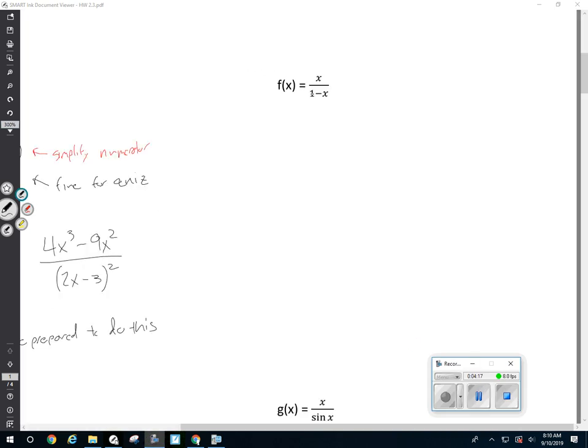All right, so x over 1 minus x. Derivative of the top times the bottom, minus the derivative of the bottom. The derivative of 1 minus x would be negative 1, times the top, all over the bottom squared.